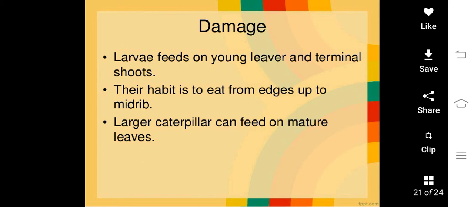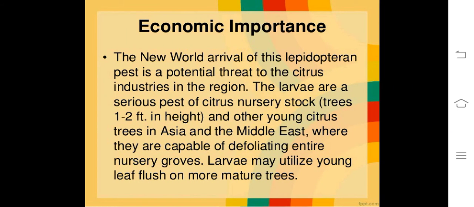The next is its economic importance. So what is its economic importance? The New World arrival of this invasive lepidopteran pest is a potential threat to the citrus industries in the region. The larvae are a serious pest of citrus nursery stock, trees that are 1 to 2 feet in height, and other young citrus trees in Asia and the Middle East, where they are capable of defoliating entire nursery groves. Larvae may utilize young leaf flesh on more mature trees.